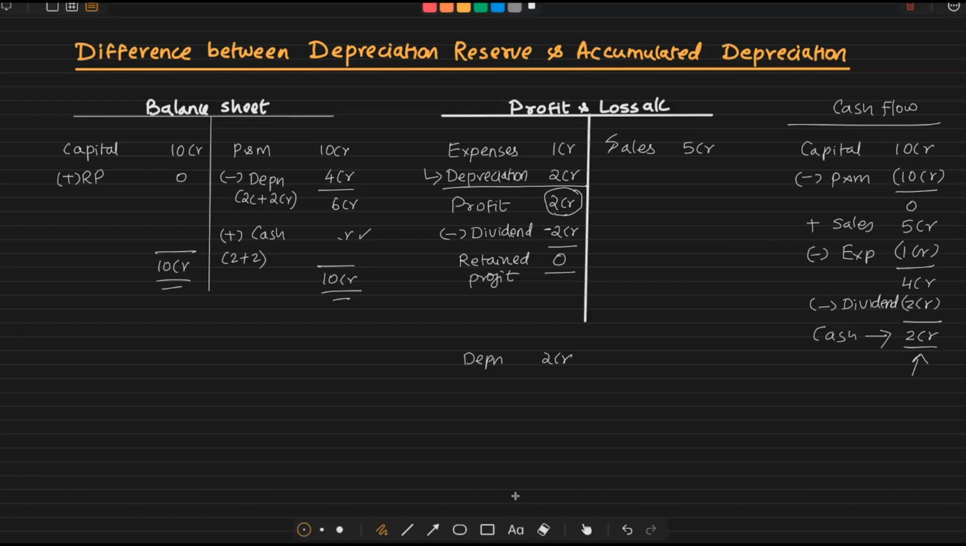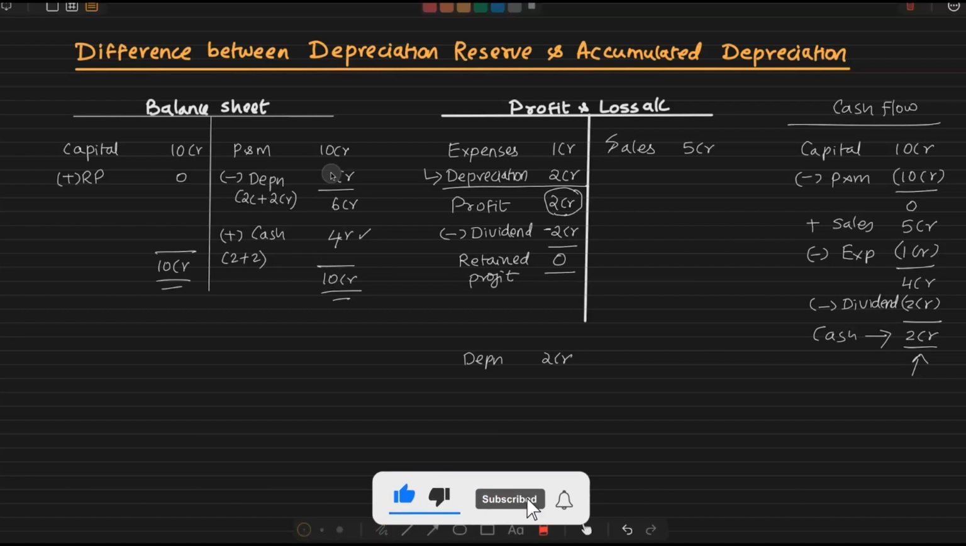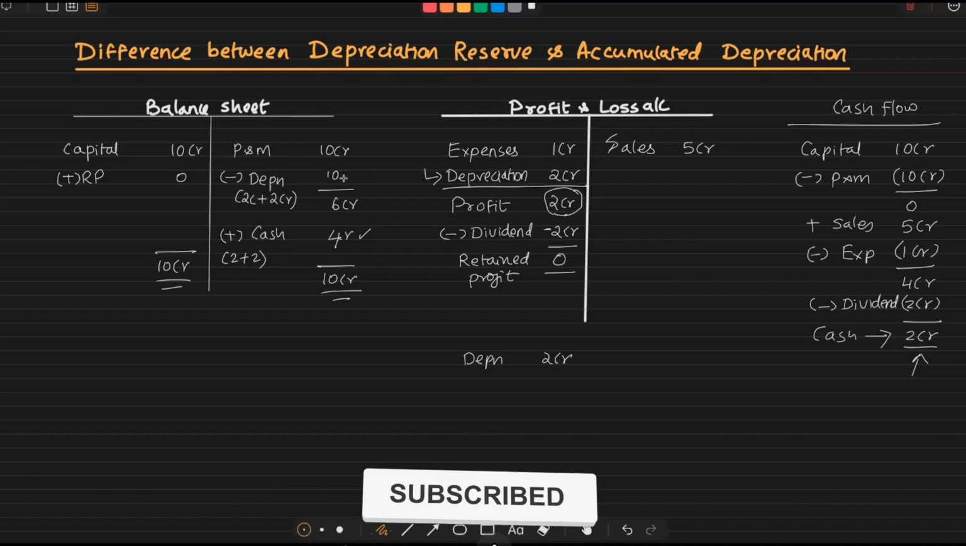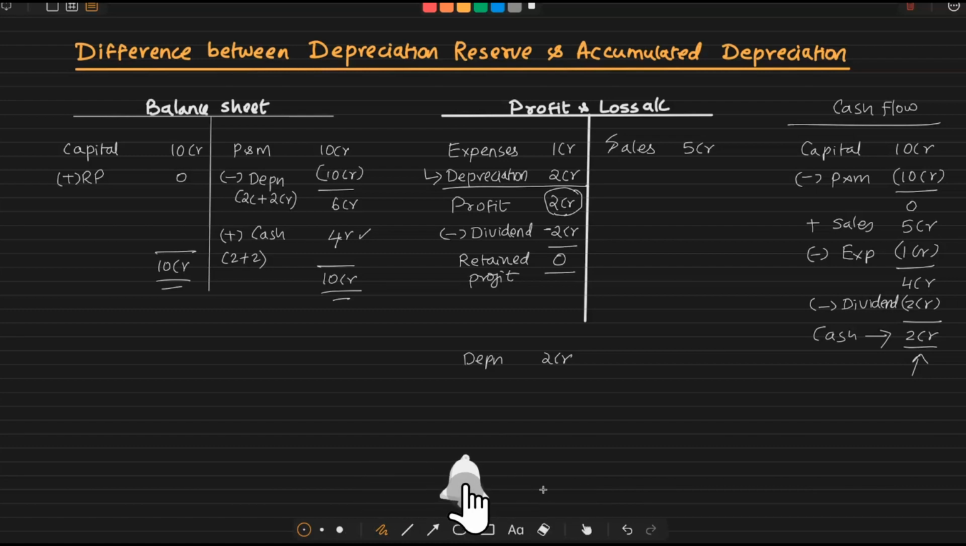In the same way, if we repeat this for all the 5 years, what will happen eventually is, this depreciation, every year 2 crore for 5 years, 2 into 5, 10 crore we will be providing in the name of depreciation. So, what will happen to the value of plant and machinery now? 10 minus 10, it becomes 0. But on the other side, we will have 2 plus 2 plus 2 plus 2 plus 2. That is 5 years.